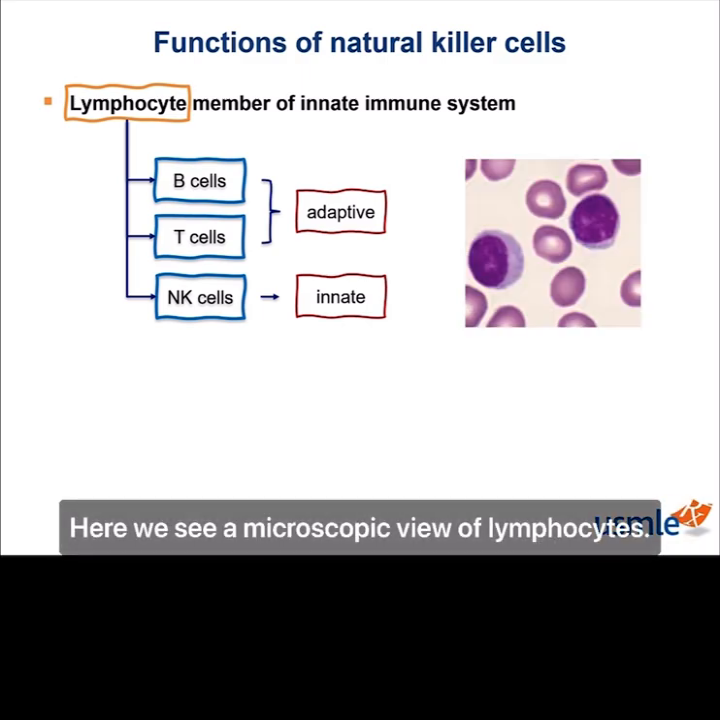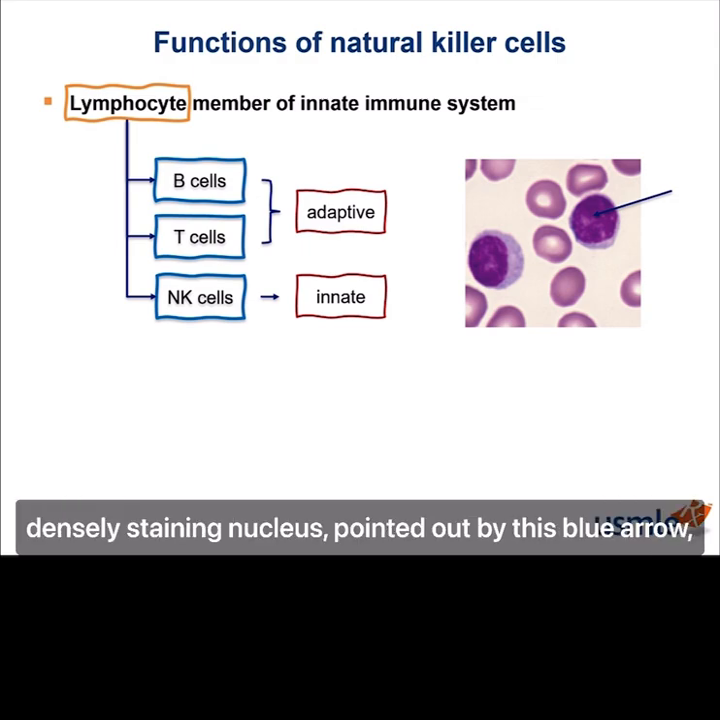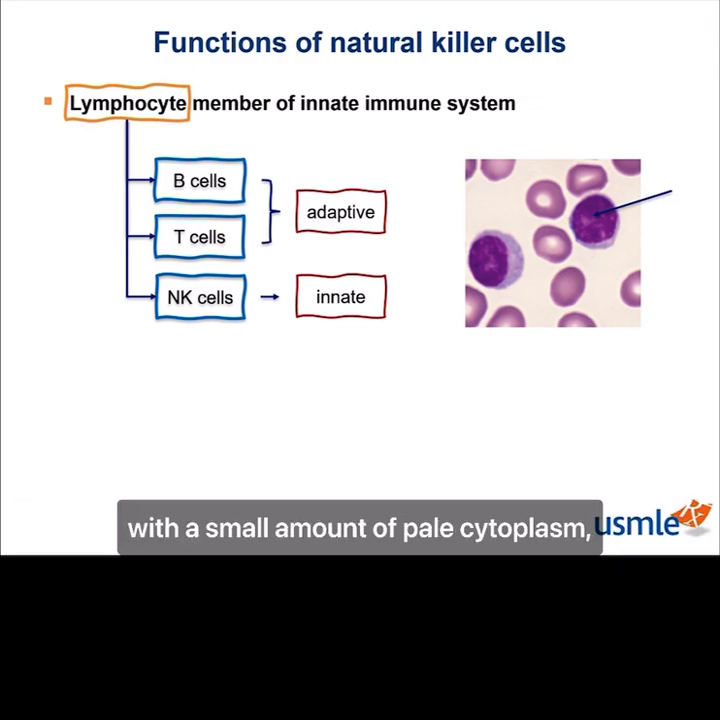Here we see a microscopic view of lymphocytes. Recognize that they have a very round, densely staining nucleus, pointed out by this blue arrow, with a small amount of pale cytoplasm pointed out on the edge with this red arrow.